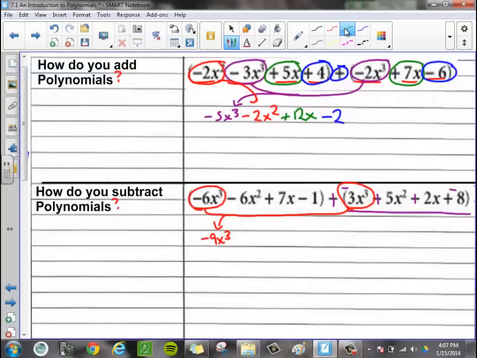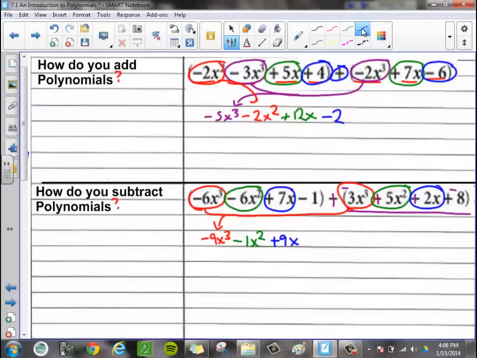We've got this negative 6x squared. Are there any x squareds over here? Oh, there are. So we've got a 5x squared. So I've got negative 6x squared plus 5x squared. Well, what is that? Negative 6 plus 5. That's negative 1x squared. You don't really need the 1 there, but I'll just put it there for now. Let's move on to the next one. We've got 7x plus, is there an x term over here? Yep, 2x. 7x plus 2x, that just gives me 9x.